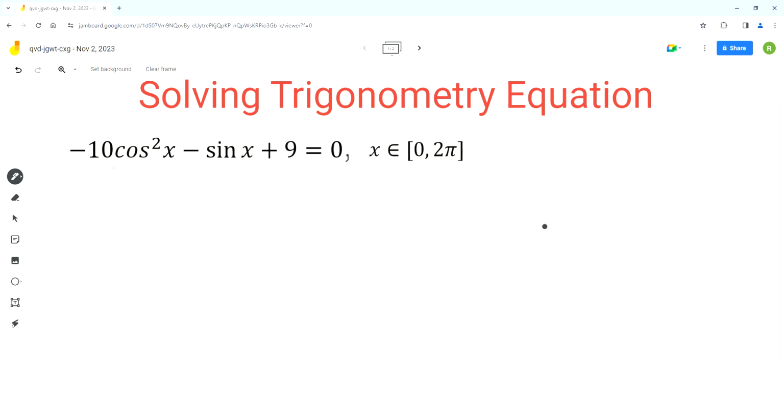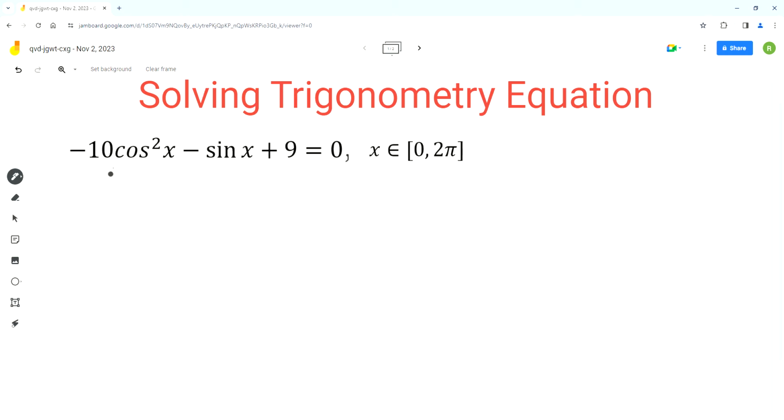So in this video, we have to solve this trigonometry equation. The equation is minus 10 cos square x minus sin x plus 9 equals 0, and we are given the domain for the equation that x can be any angle between 0 and 2 pi, including 0 and 2 pi. Now the given domain is in radians. That means our final answer for x should be in radians, not degrees.